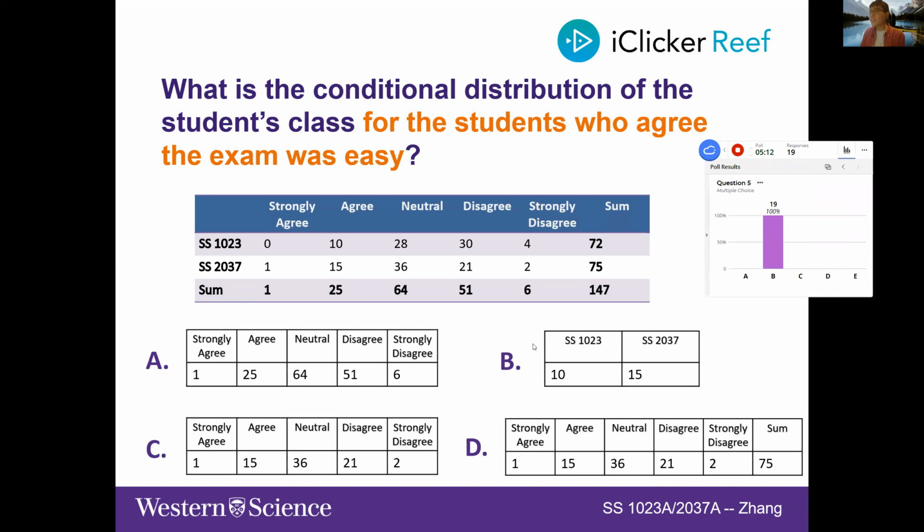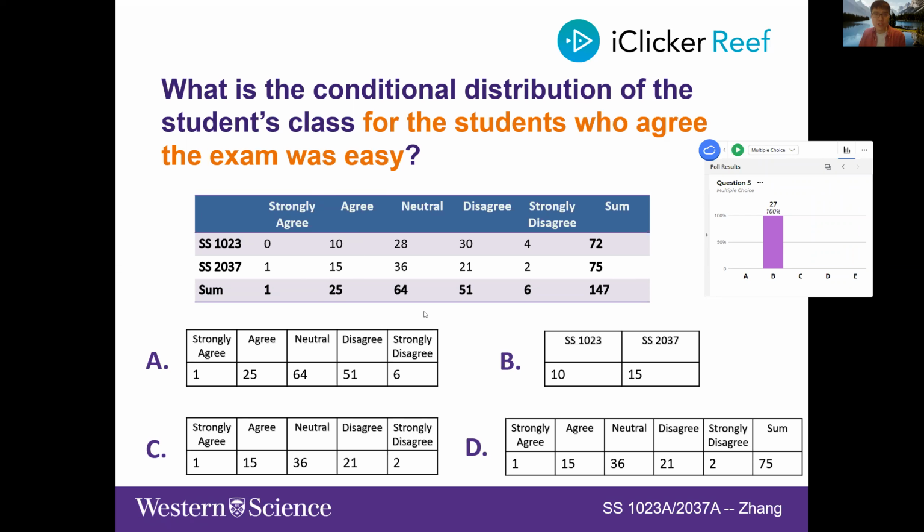Okay, so I think almost all of you got it correct. The answer is B, because first of all, the condition is that the students who agree the exam was easy, which means we are specifically only looking at this category. And the variable that we are interested in is the student's class, which means we are looking at the distribution of this variable. So we just take these two cells out of this two-way table, and that is the answer.